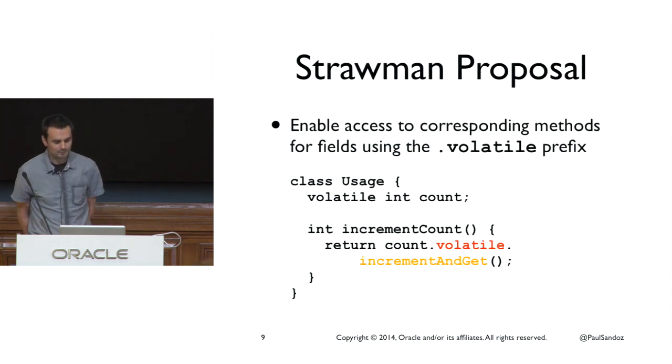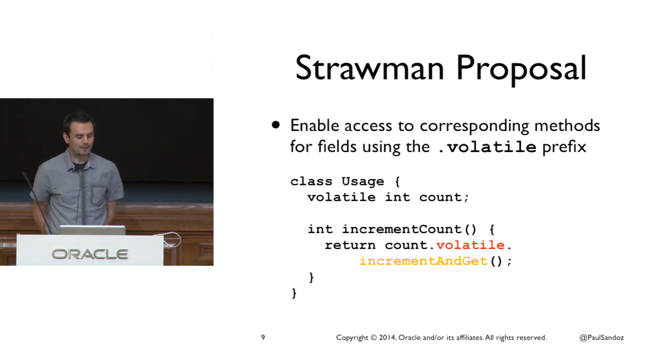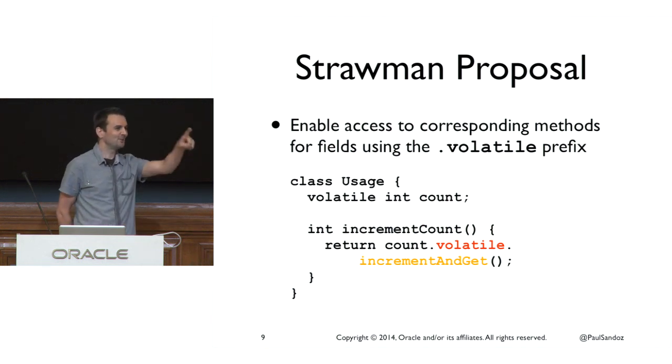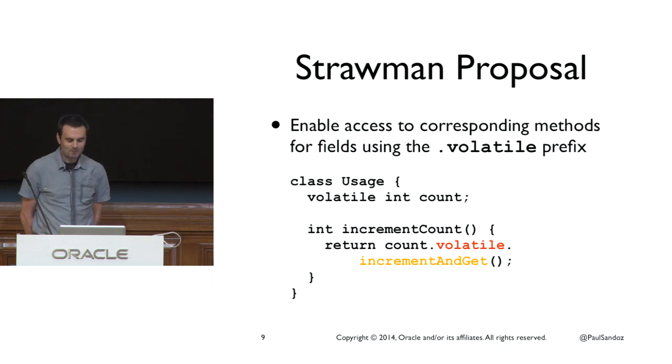So this is a Strawman proposal we have on the JEP. What we proposed was to have this special volatile syntax on a field. So if we have a volatile int count, and we want to do an atomic increment and get, we could call count.volatile increment and get, and that's a Strawman. How many people like that? Does it look a bit strange? Stuart likes that one.